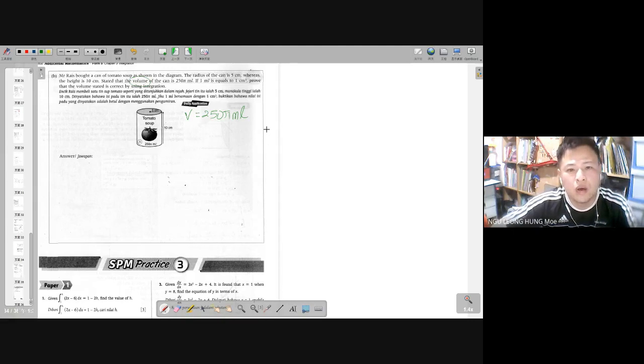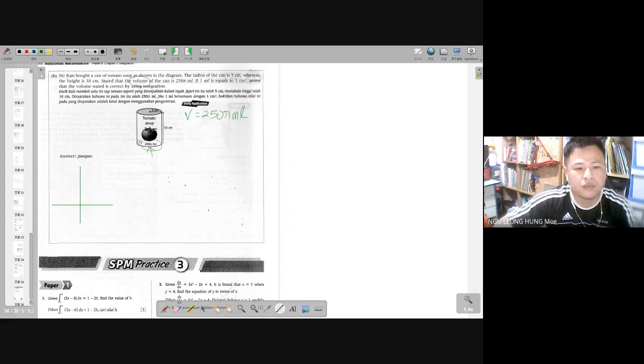Okay, if 1 ml equals 1 cubic centimeter. Prove that the volume stated is correct by using integration. Okay, you see, if you buy canned food, you see the content is here. It's stated that the volume is 250 pi milliliter. Is it true? Is it correct? The answer is actually about whether that is true. So actually we can do it like this.